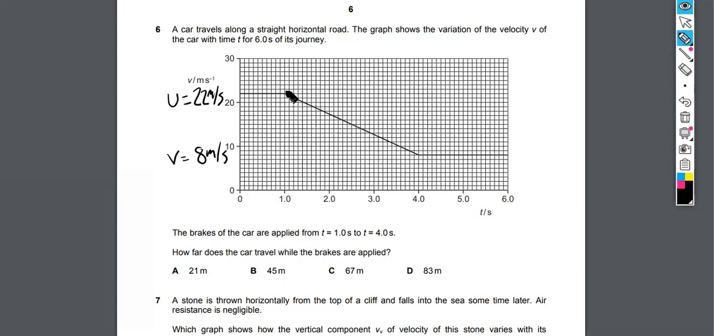All right. And if we wanted to calculate the deceleration, we take the slope, right? So we could consider this point, this point. But they're actually asking us to solve for the displacement. How far does the car travel while the brakes are applied? And so what we need to do is really consider the area here. All right. So what's the area of that shape?